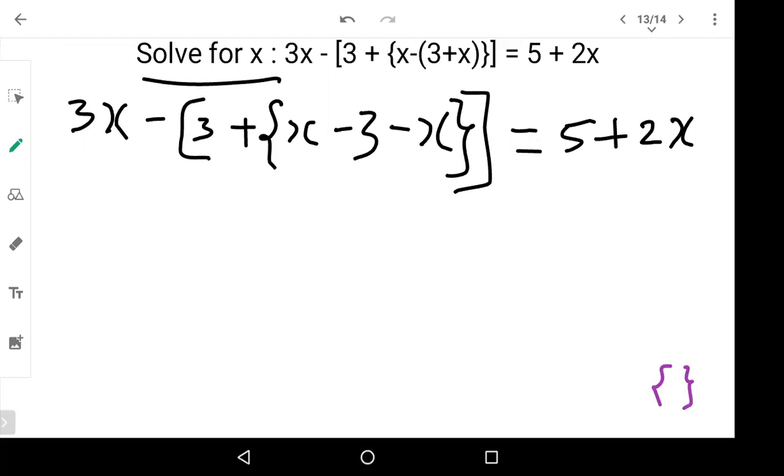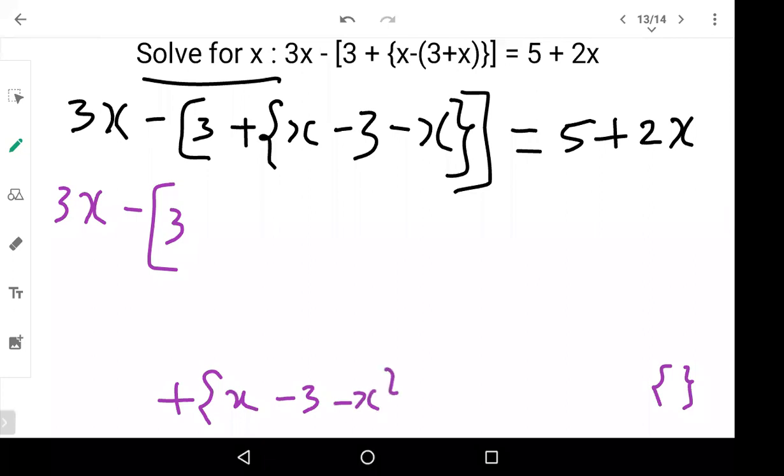Okay, so 3x minus 3 and then you have the flower bracket. So it has plus x minus 3 minus x. So which is nothing but I can take this as plus 1. So plus 1 into x is plus x. How many got the answer? Good. Good. X is equal to 5. The answer is correct. Okay.